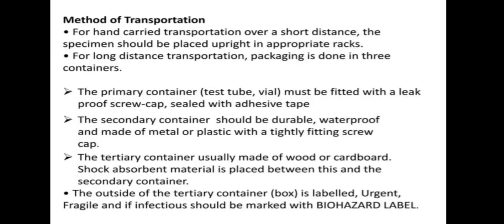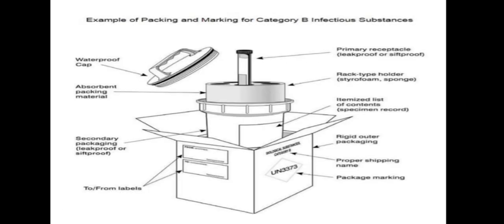Method of transportation: the primary container we have to dig, then pour into the secondary container, then the tertiary container, then a box, then we have to make the hazardous label for that. You can see that if the infection is there, you have to pack like that.